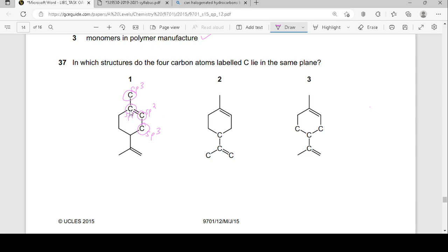Okay, so even the sp3 carbons are attached to sp2, and the sp2 are attached to each other, so all of these lie in the same plane. Yes, they do. Okay, now this one is sp3, so I can't be sure about it. But then this one is sp2.